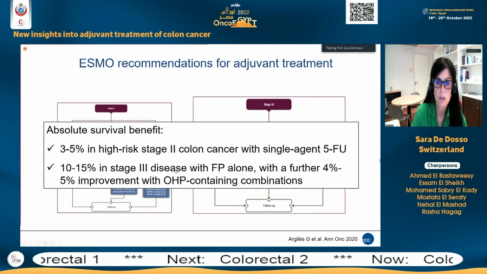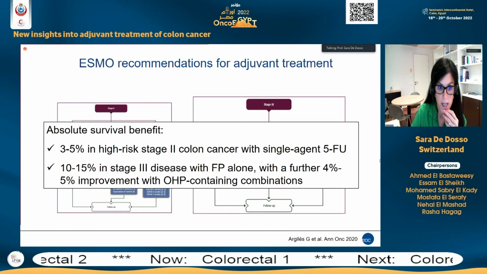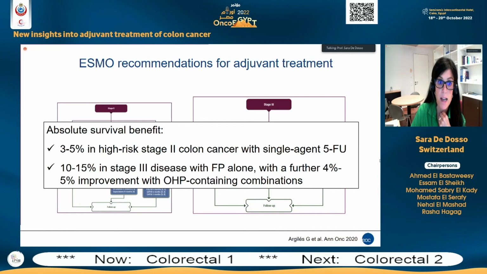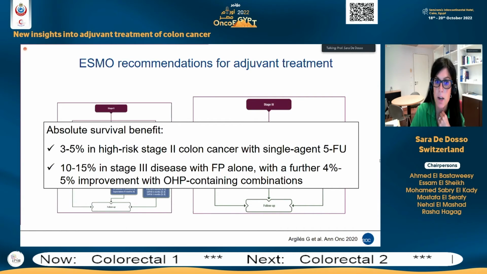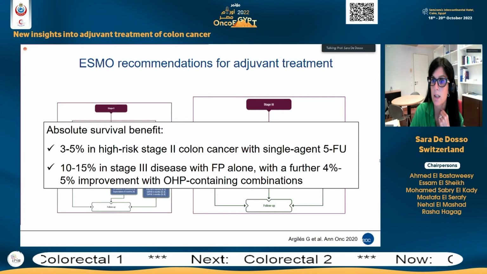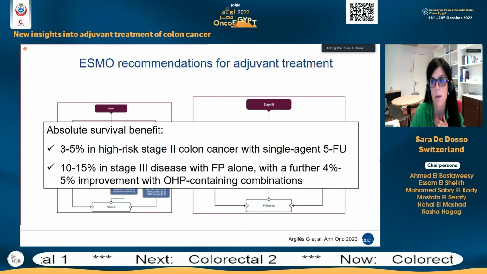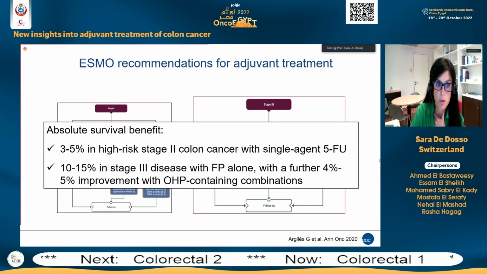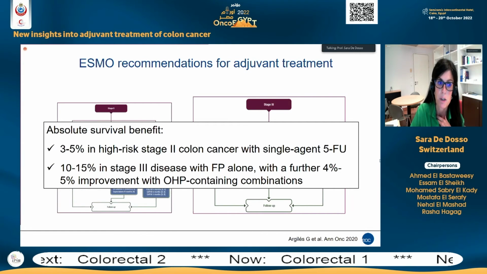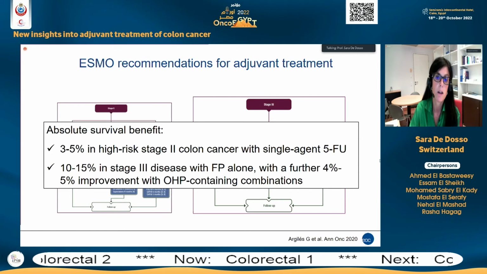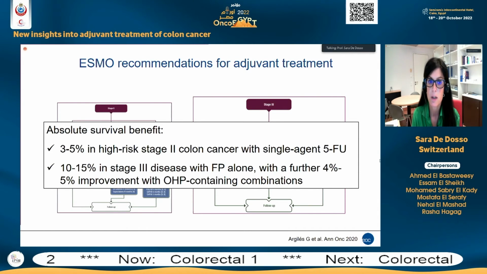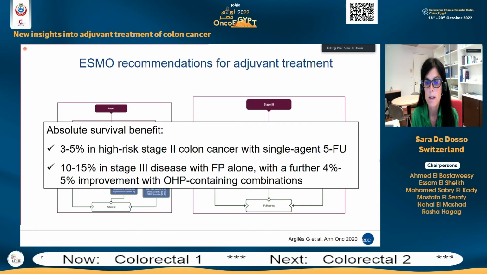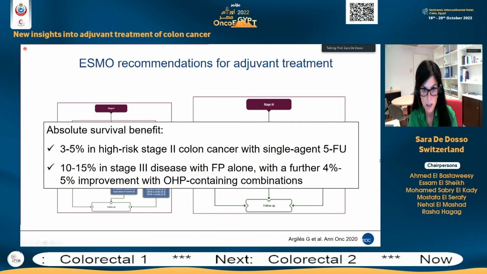And according to this algorithm, considering the recommendation according to the TNM status, we can obtain a 3 to 5% absolute survival benefit in high-risk stage 2 colon cancer patients with the addition of a single agent 5FU. And in stage 3, we have an absolute survival benefit of around 10 to 15% with 5FU alone, with a further 5% improvement with an oxaliplatin-containing combination.